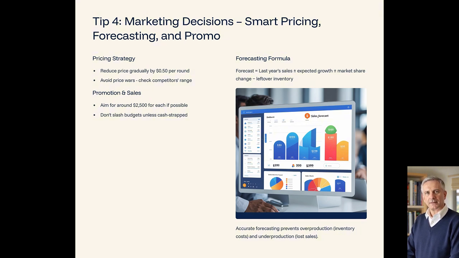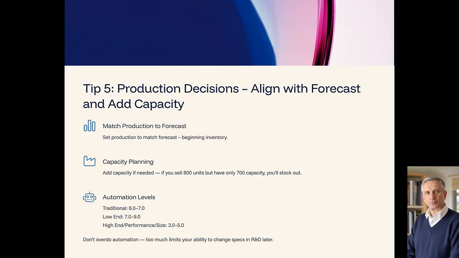For forecasting, this is crucial. Use your previous round sales, adjust for inventory left, and factor in segment growth and competition. Overproducing creates inventory holding costs and lowers your margin. Underproducing loses you sales and market share. Formula: forecast equals last year's sales plus or minus expected growth plus or minus market share change minus leftover inventory.